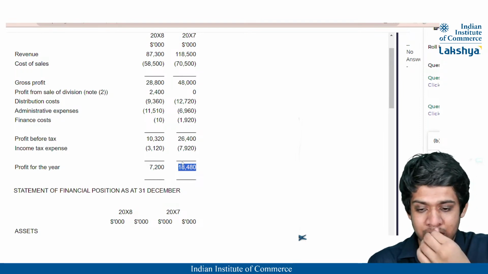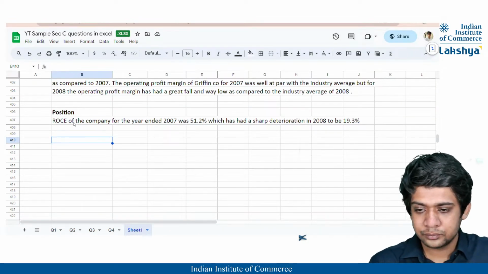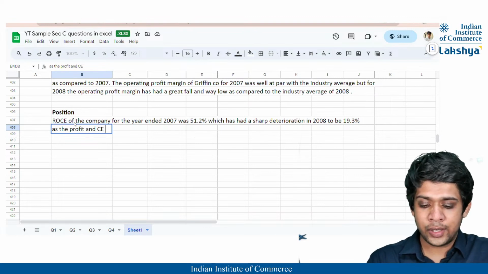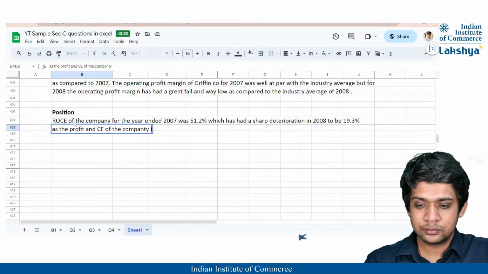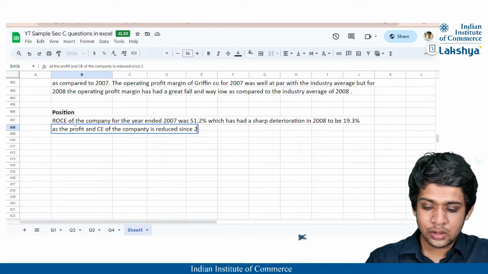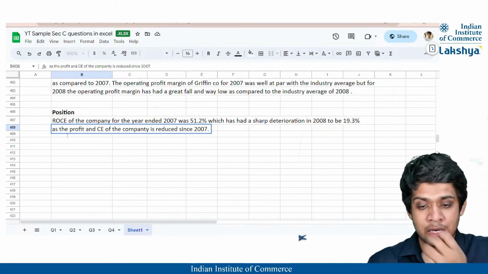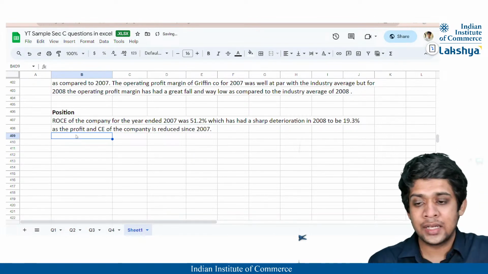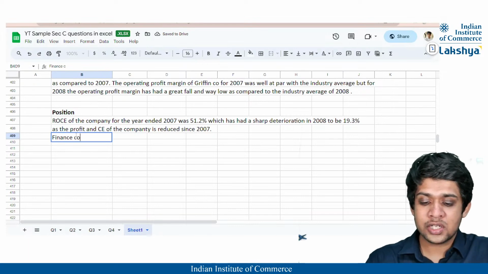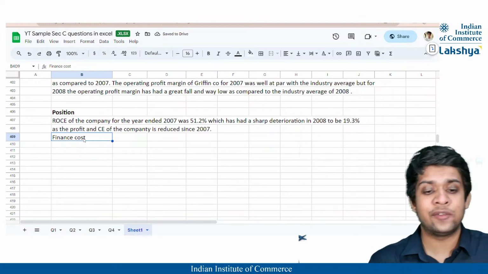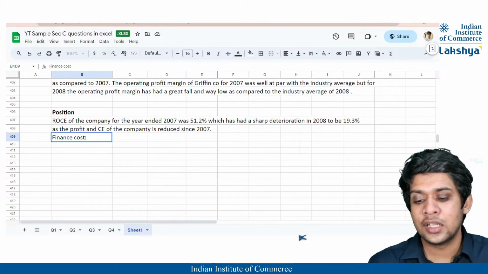But from this 9,900 is reduced. Maybe because the profit and the capital employed of the company is reduced since 2007, right? Maybe because the operation is disposed of. So you can mention regarding return on capital employed. You can also mention regarding finance cost, guys. Now I'm not explaining each and everything in detail because this you only have to interpret and you only have to mention, right? The finance cost.